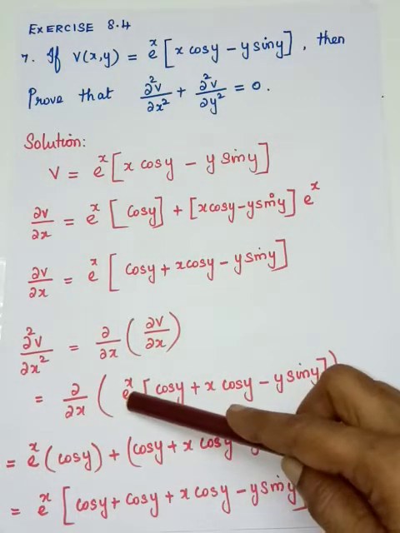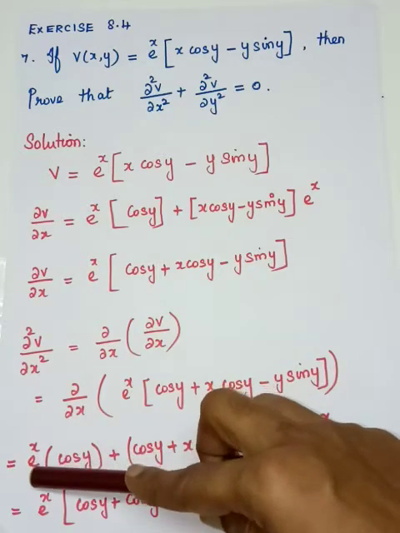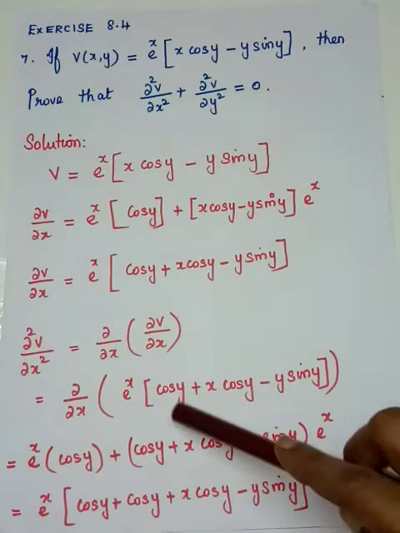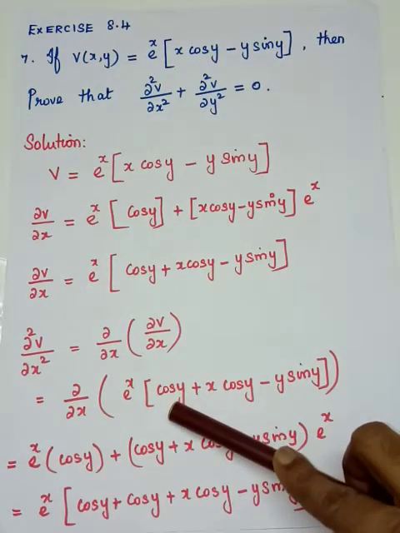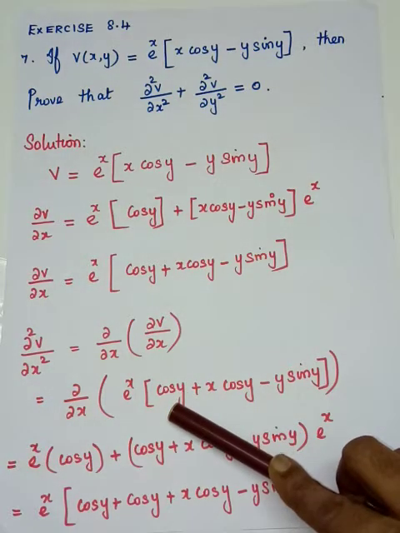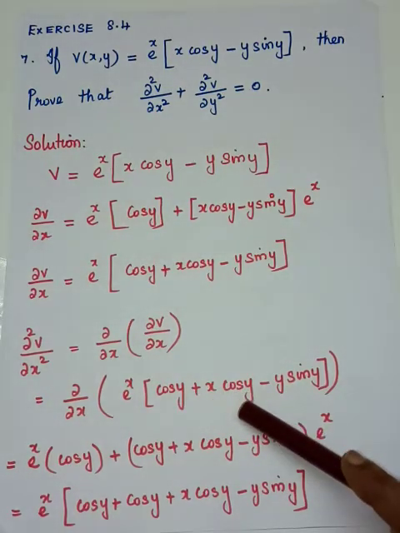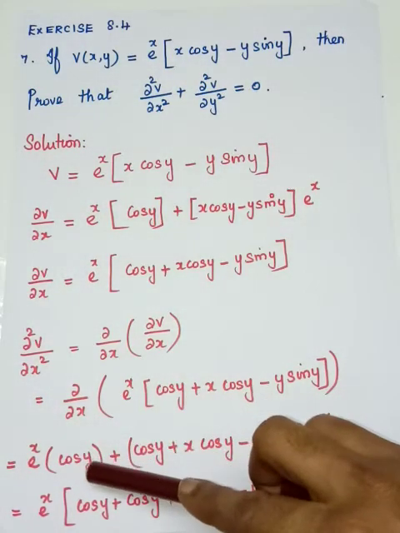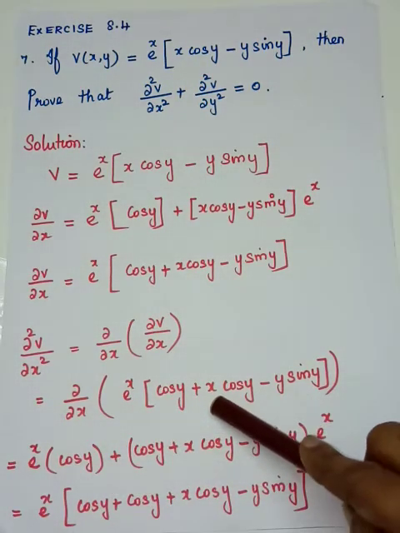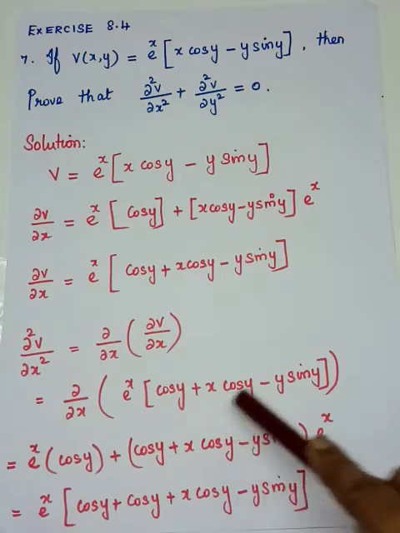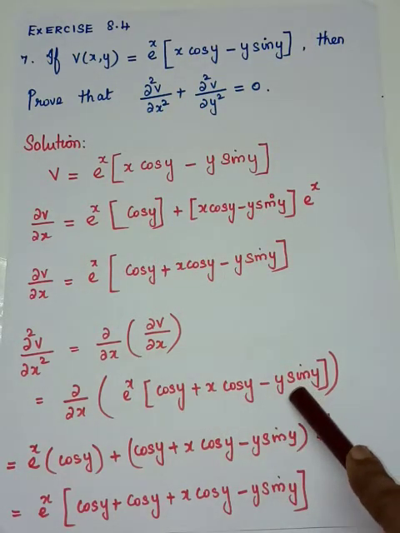So as usual, e power x is written as it is, and you are going to differentiate the whole term, the three terms. So cos y is a constant, so whose differentiation is 0. Here x cos y is there. So x cos y, what is a constant? Cos y, it is taken out. Here you are having x, so the differentiation of x with respect to x is 1. And come to here, the whole term involved y, so whose differentiation is 0 with respect to x.